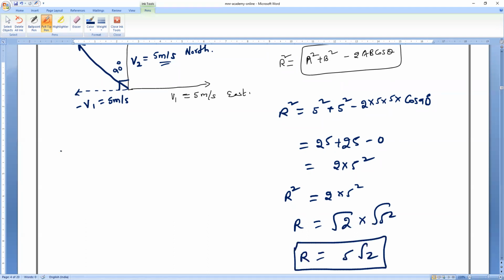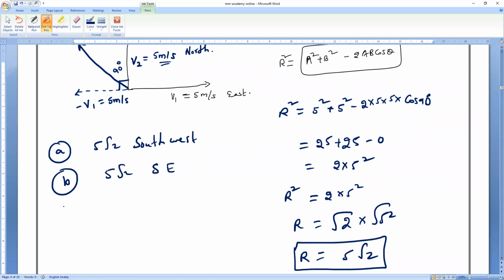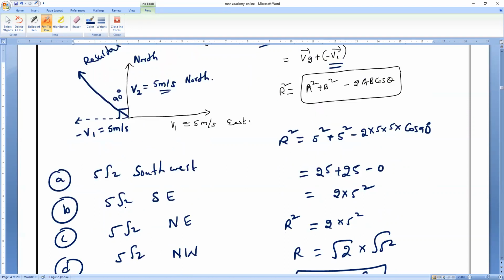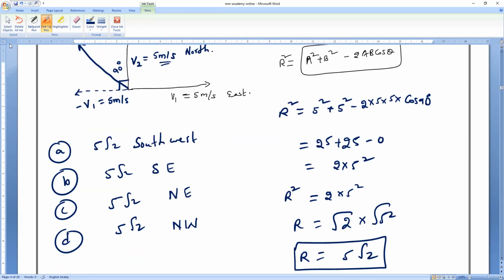But 5 root 2 what? I'll give the options. Verify it. Option A, 5 root 2 southwest. Option B, 5 root 2 southeast. Option C, 5 root 2 northeast. And option D, 5 root 2 northwest. So what is the correct answer? Northeast or northwest?